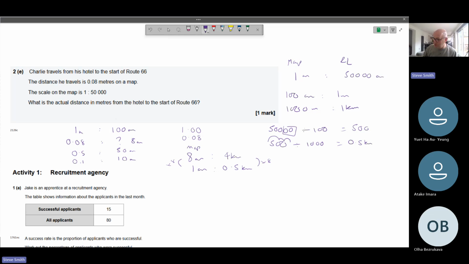Oh, meters. There's a knock at the door. One second, because my daughter won't get it.